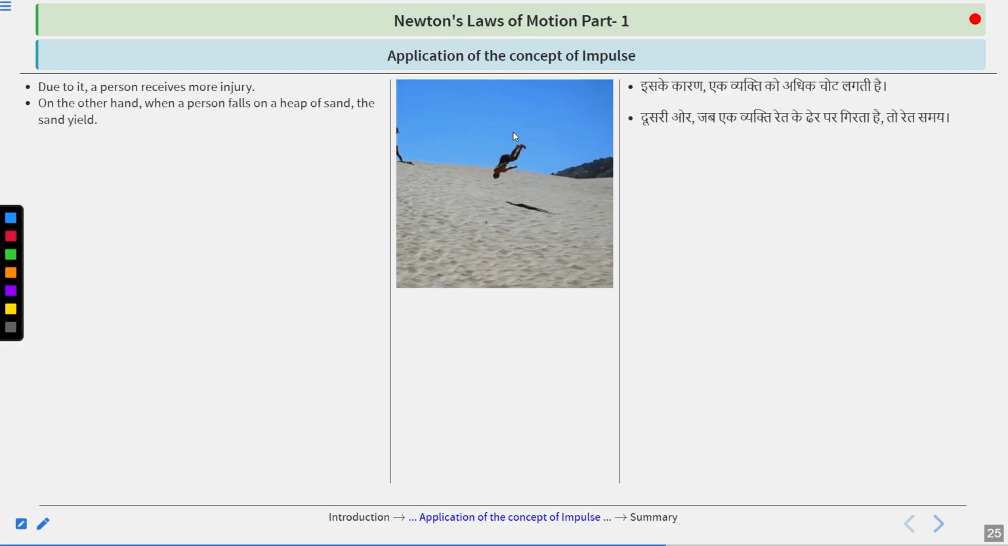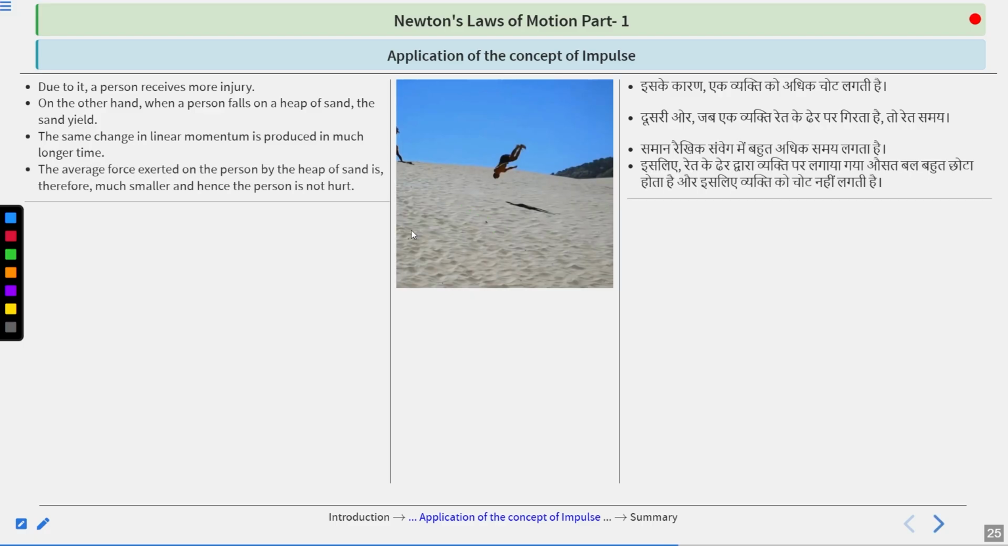On the other hand, when a person falls on a heap of sand, the sand yields. Why? Because the same change in linear momentum is produced in a much longer time. When you fall on a heap of sand, it settles down slowly, so the impact will be lesser. The average force exerted on the person by the heap of sand is therefore much smaller, and that's why the person does not get hurt.